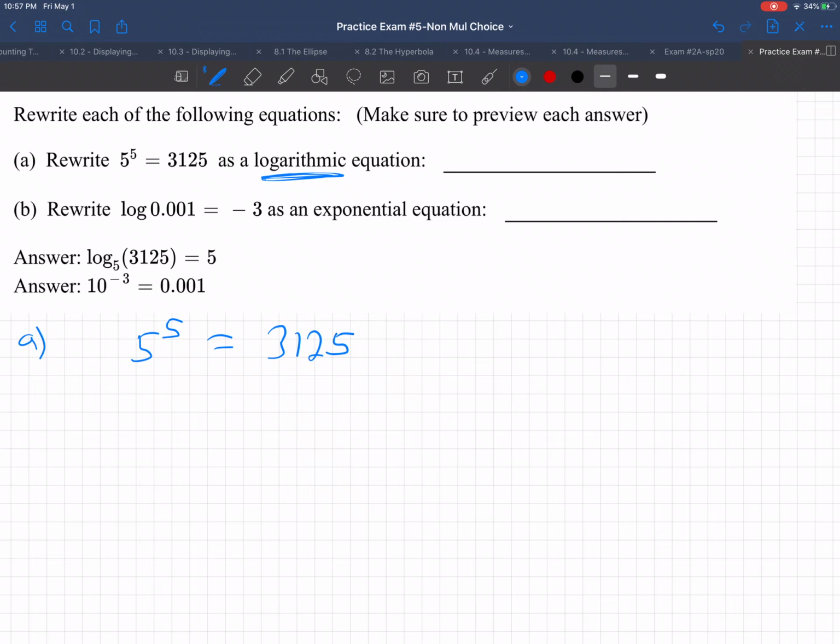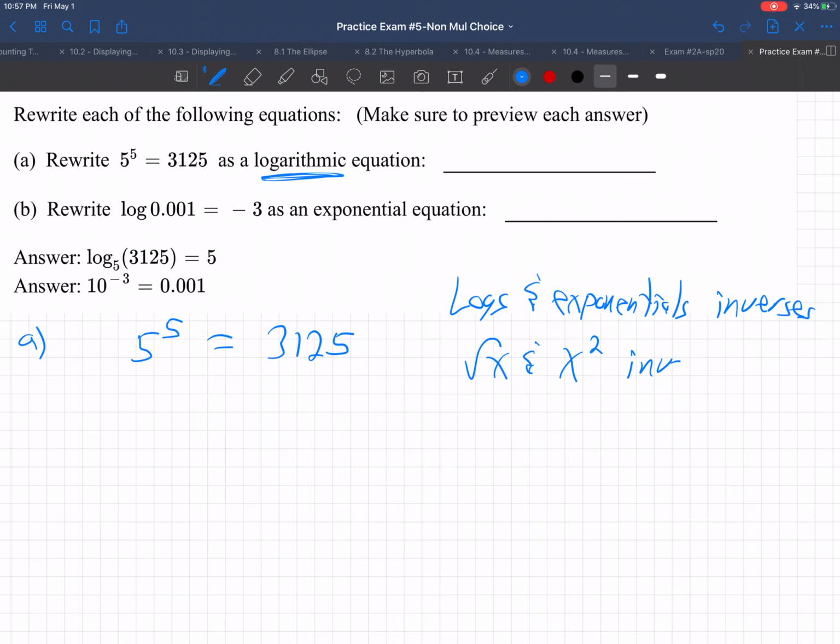The main point of this example is that logs and exponentials are inverses of each other. So they cancel each other out, kind of like square root of x and x squared are inverses, right? If you're trying to solve an equation like x squared is 9, you root both sides and it cancels and you just have x is 3, right? The root cancels out the 2 power because they're inverses. Well, that's what we do here.